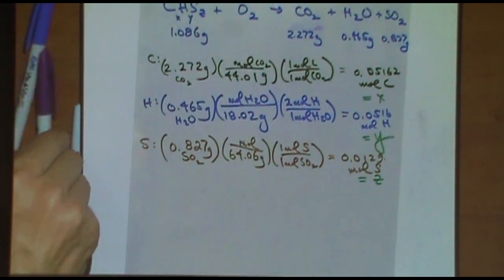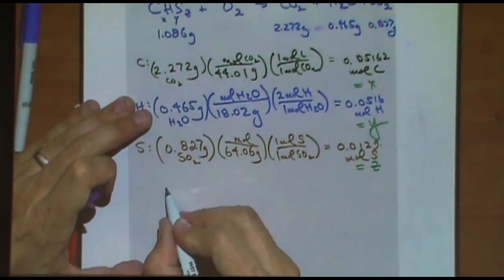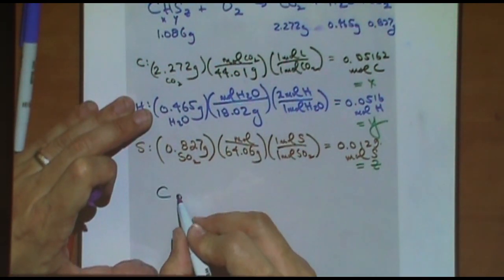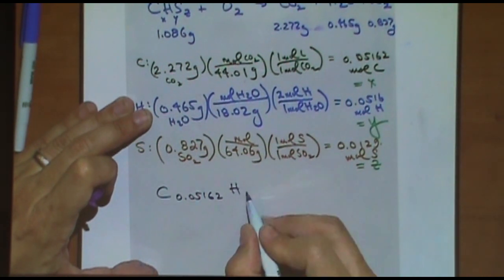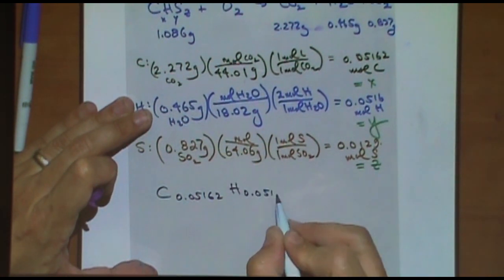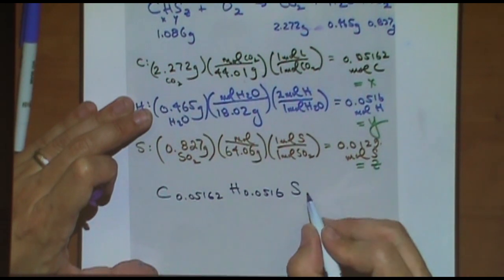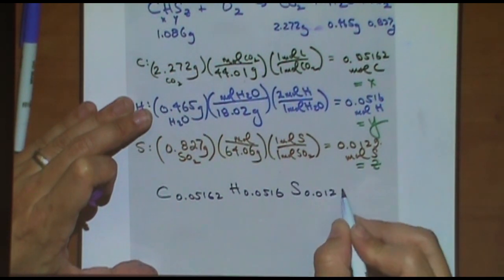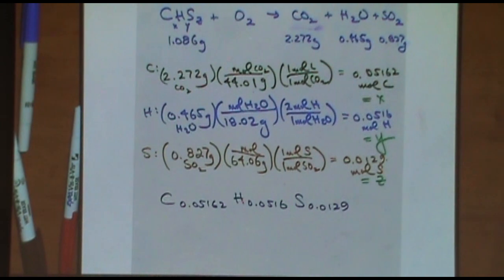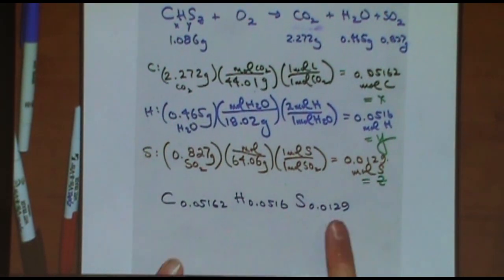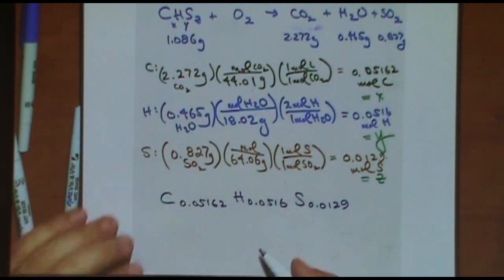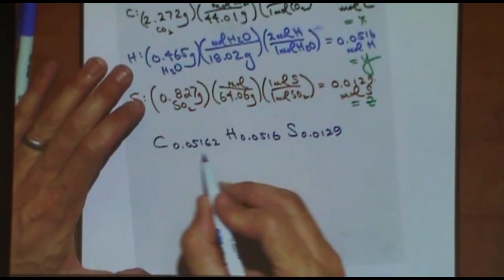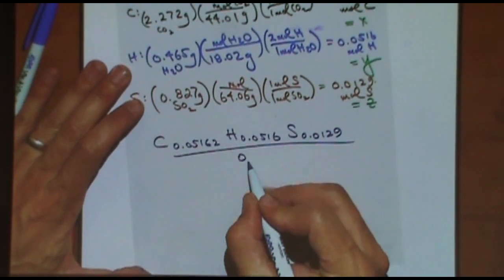That last step, let's write this out. I've got CX, let's write out what we got. HY, SZ, so just putting these in for the variables. According to the law of multiple proportions, these have to be whole numbers. So atoms combine in small whole number ratios. So I need to divide all those 3 numbers by the smallest.